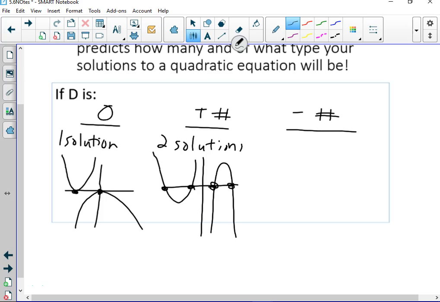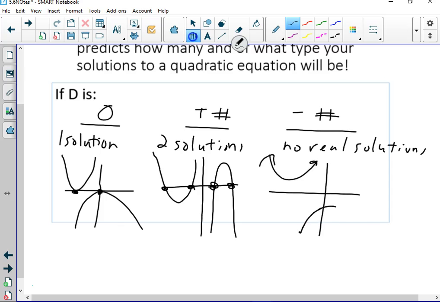And then if you get negative, that means there's no solutions. So it does something like this. It never actually hits the x-axis. So when you crunch the number, the discriminant, b squared minus 4ac, you plug b, a, and c in, you're going to get either 0, positive, or negative. One solution, two, or none. No real solutions.